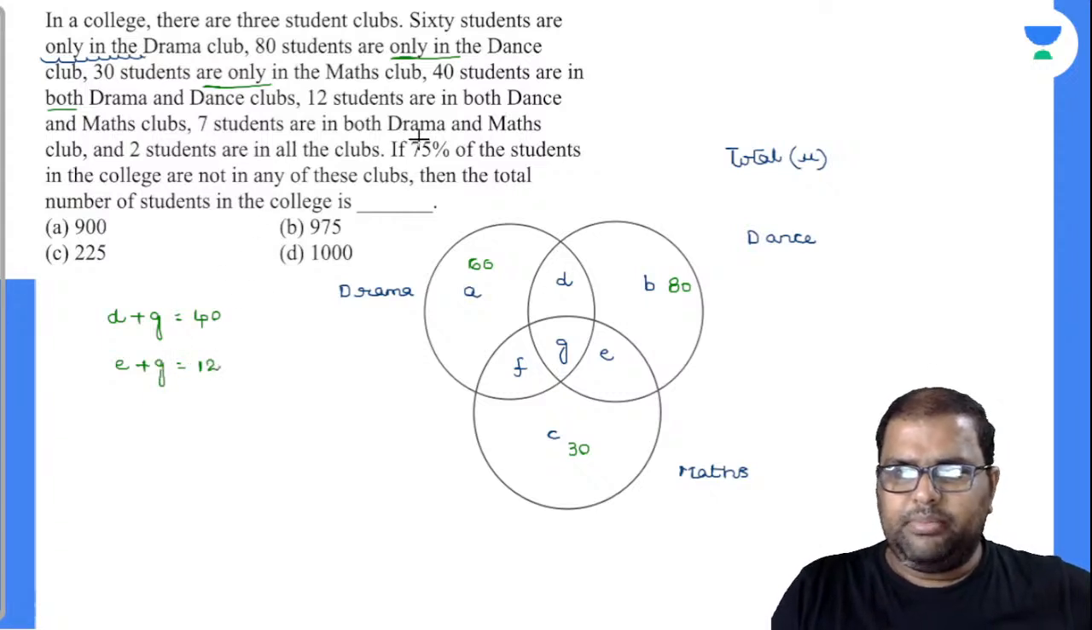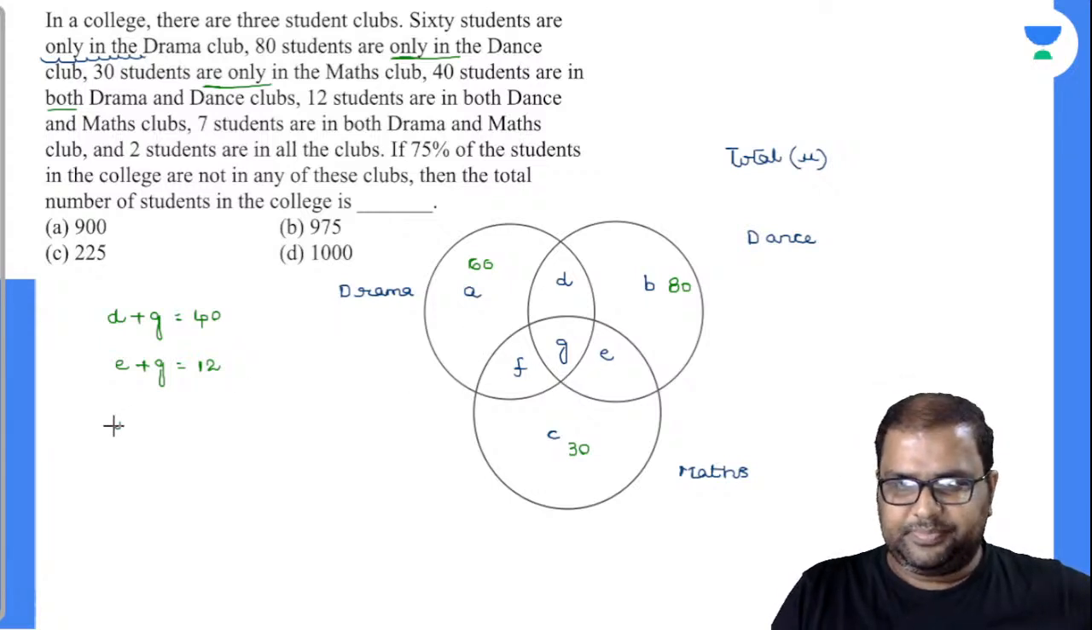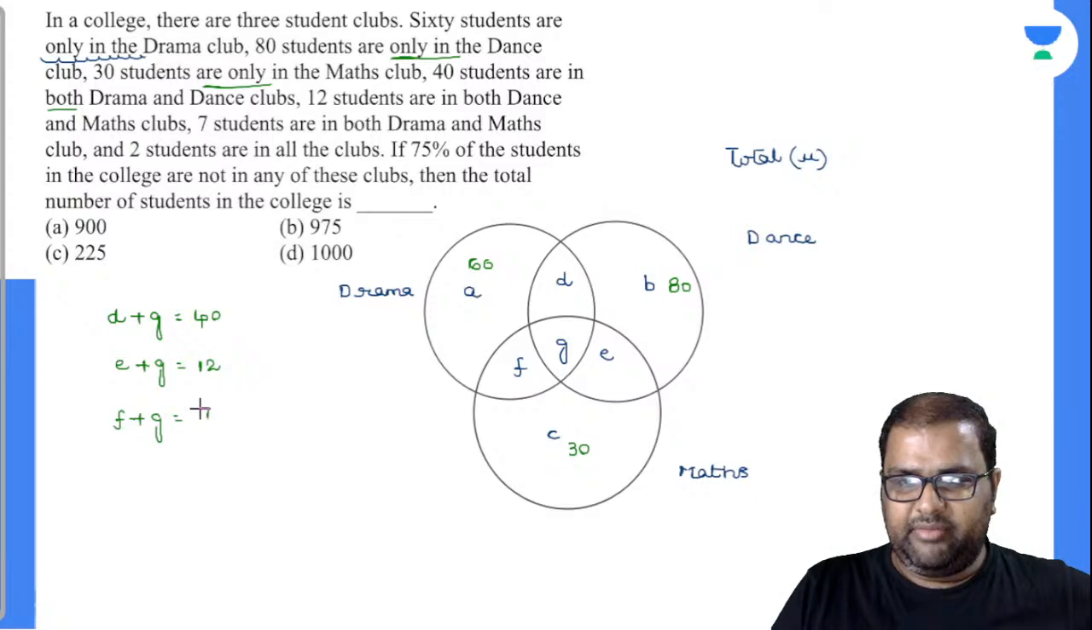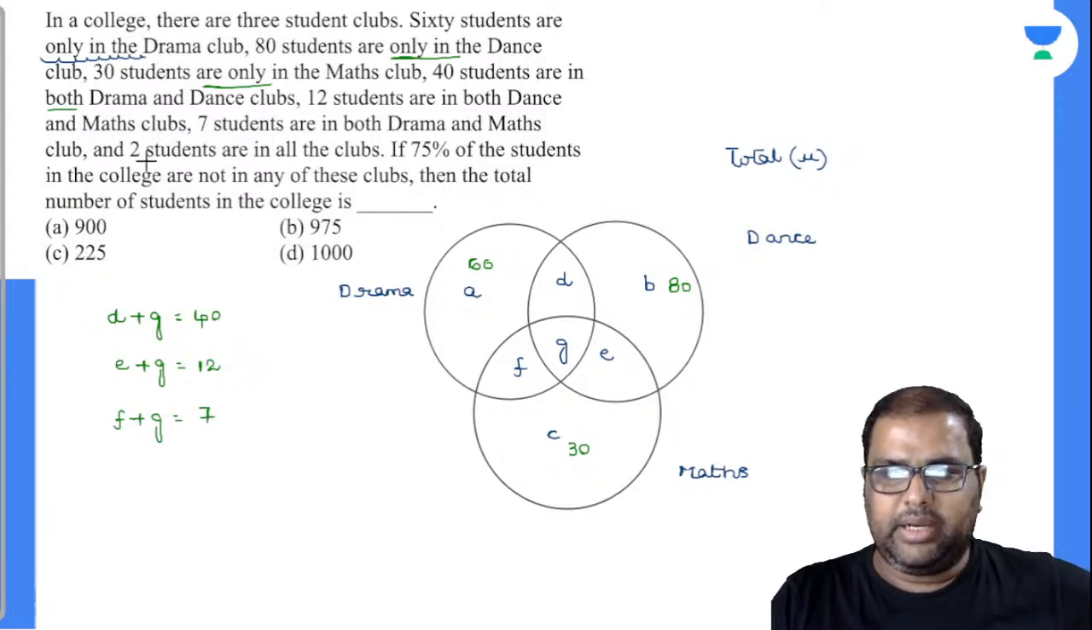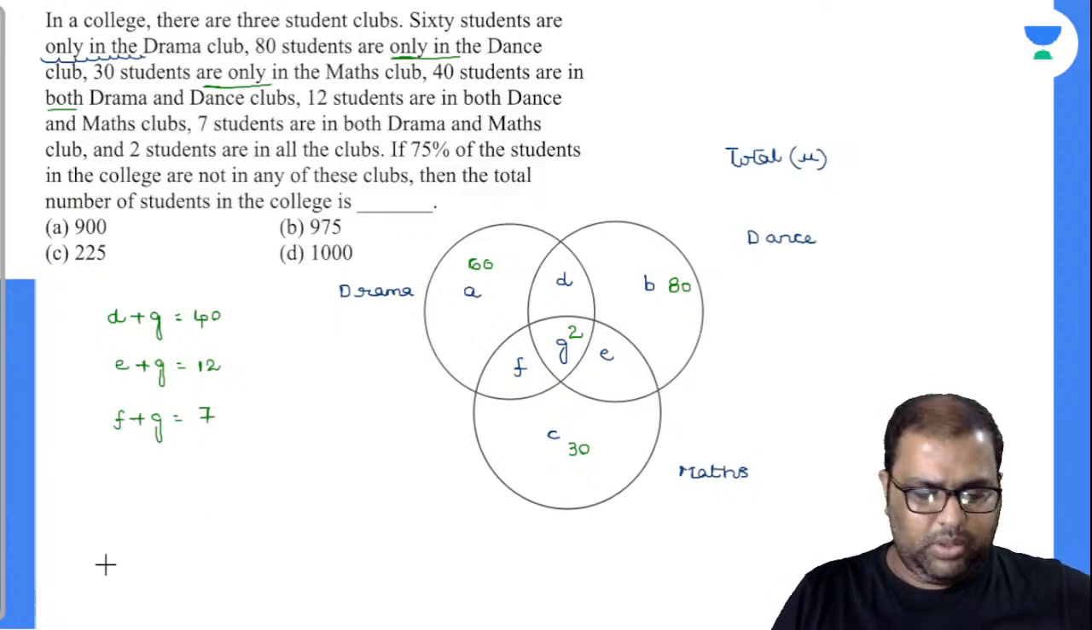7 students are in both drama and math club. It seems drama and math means F plus G. F plus G is given as 7. Okay, fine. Very good. Coming to the next one, 2 students are in all the 3 clubs, it seems. By this I can frame all the values now.